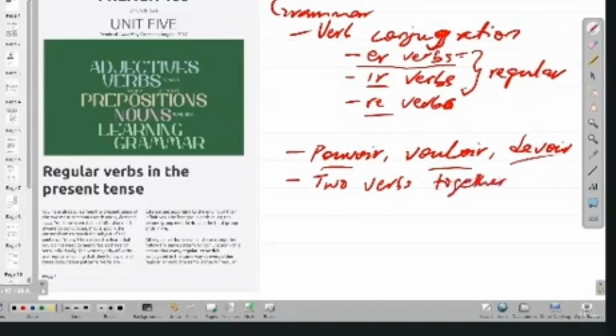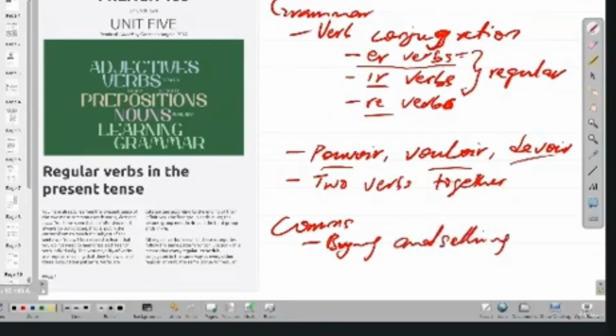We'll look at that. And then from communication point of view, in communication and culture, we're going to look at how to go to a store and buy something. So we say buying and selling. From that point of view of going to a store and picking up something and saying, how much is this? The seller will tell you this is $2, for example, and then you'll be able to complete that transaction.